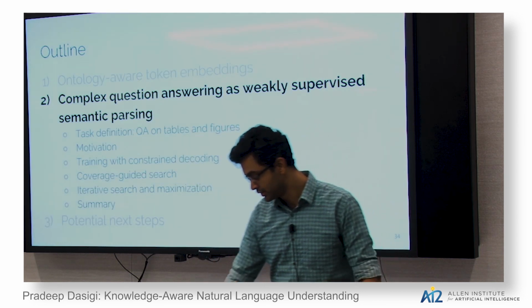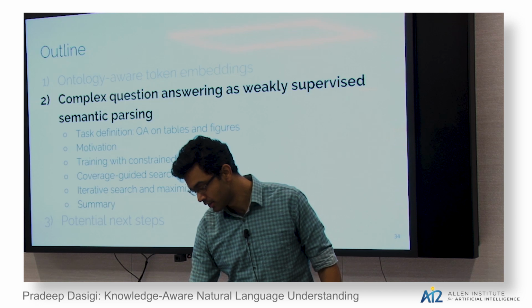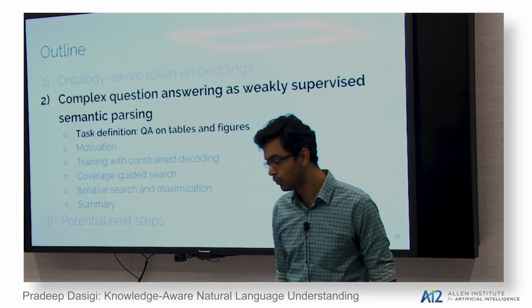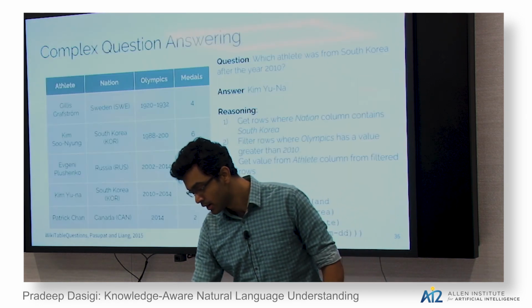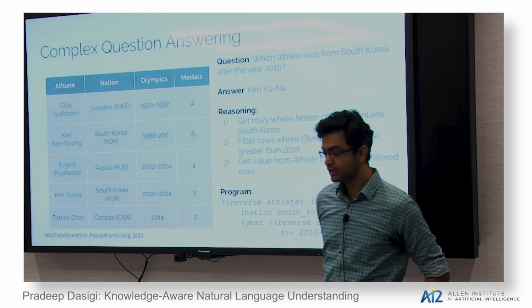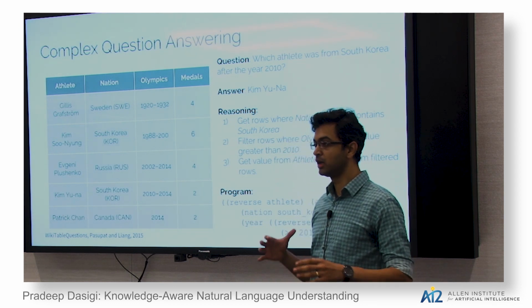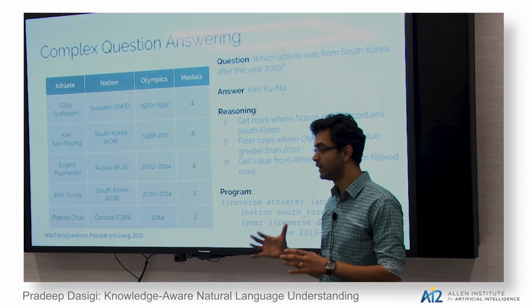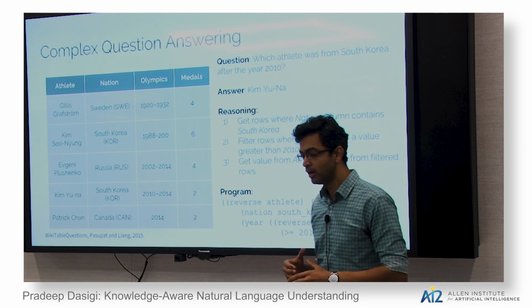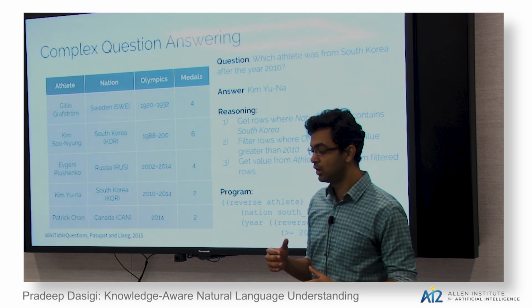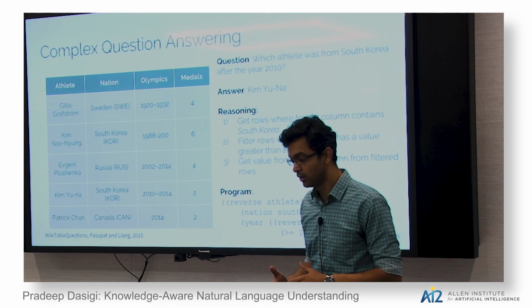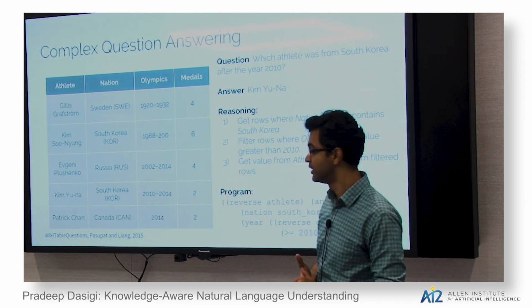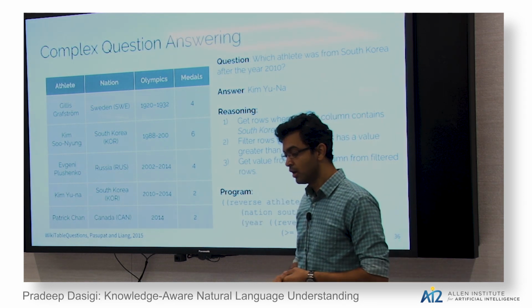And yeah, this is the outline of this talk. First, let us look at what exactly the task is. So what I mean by complex question answering is that if you are given some sort of a structured context, like a table, and you're asking a question like which athlete was from South Korea after the year 2010 based on this table.